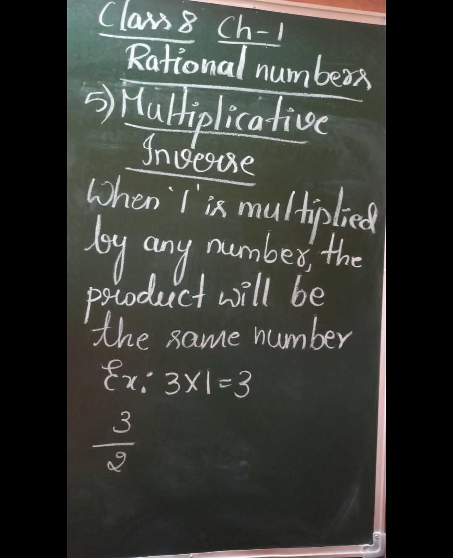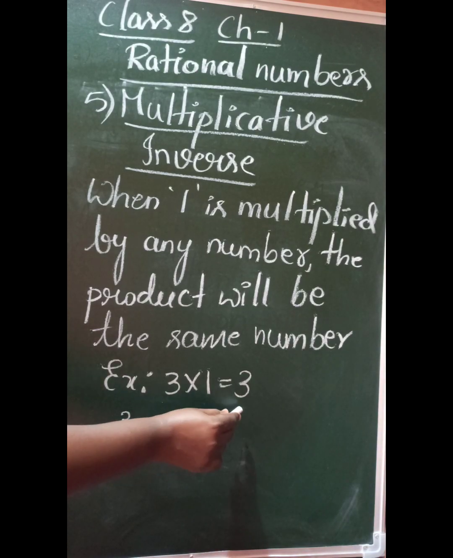The next type of property is the multiplicative property. Here, when you multiply 1 with any number, like a whole number, natural number, or any other integer, you will get the same number only. For example, 3 into 1 equals 3.